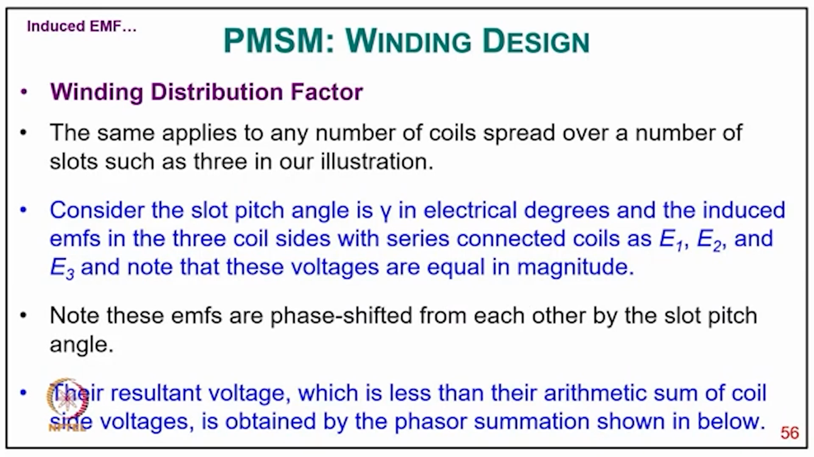The same applies to any number of coils spread over a number of slots, such as the 3 in this illustration. Consider the slot pitch as gamma in electrical degrees, and the induced EMFs in the 3 coil sides with the series connected coils are E1, E2 and E3. Note that these voltages are equal in magnitude, but they are phase shifted from each other by a slot angle, and their resultant voltage, which is less than their algebraic sum of the coil voltages, is obtained by phasor summation shown here.